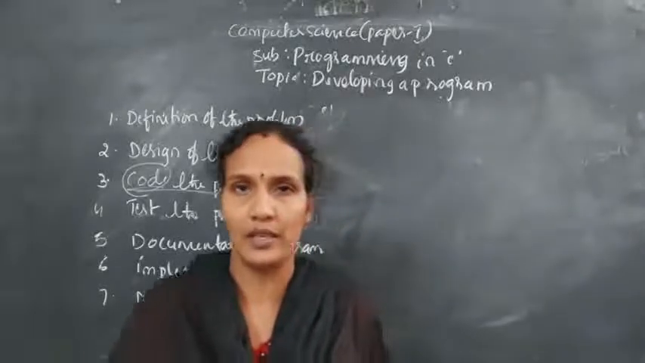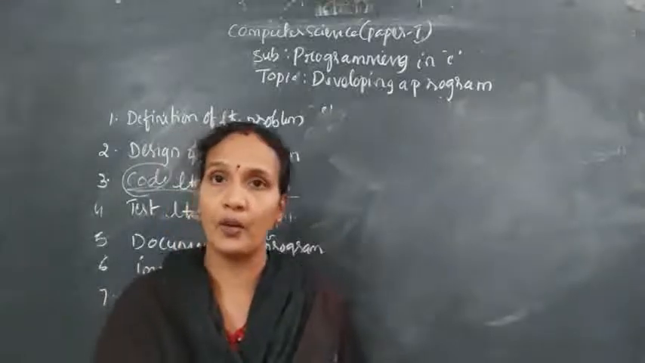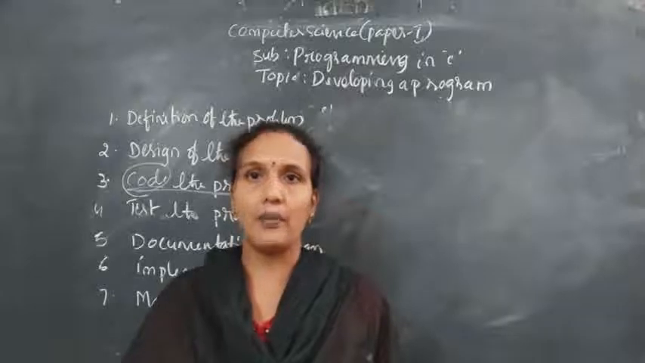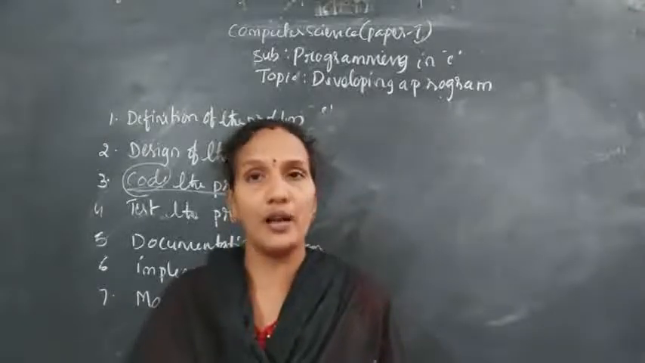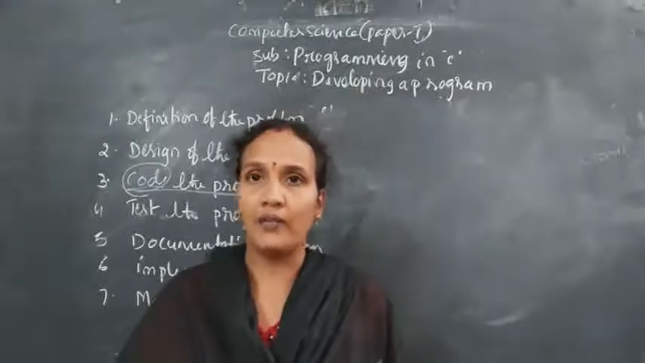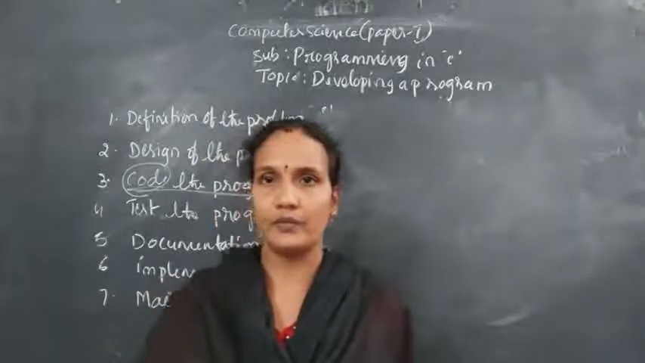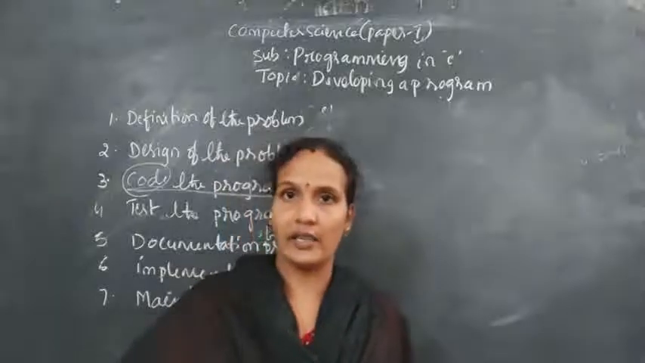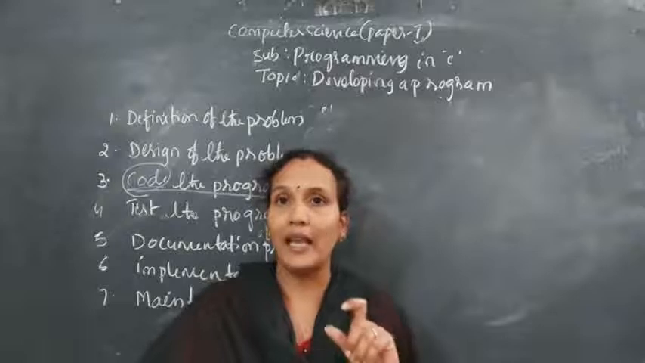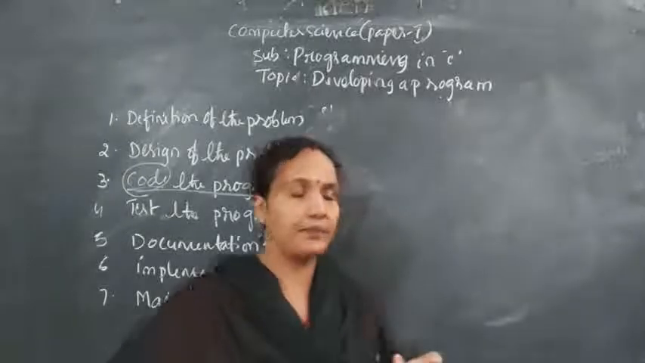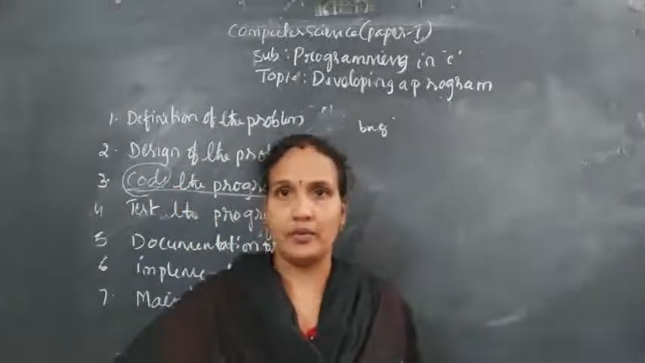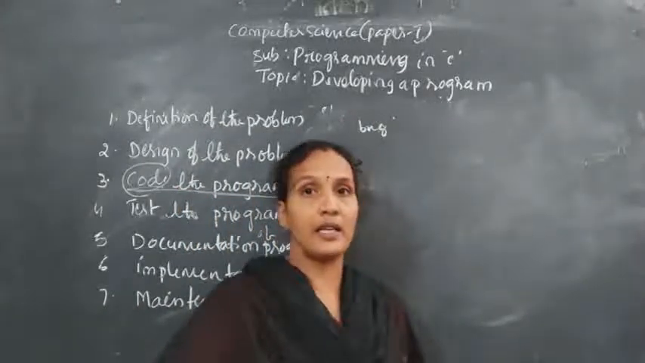So whatever program the user has written, you first have to check whether it is according to the programming rules or not. That is called syntax. Whatever program you have written, is it according to the programming vocabulary or not? If it is not, you will get an error. If your program is not designed according to the programming language rules, then you will get an error. That error is called a bug, B-U-G, bug. Checking for errors in the program is called debugging.